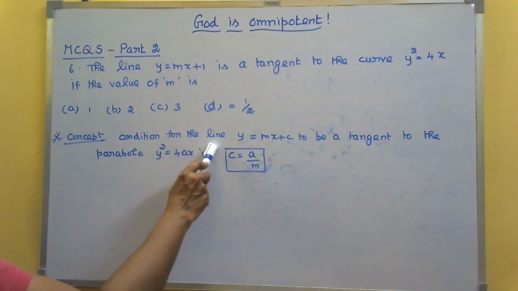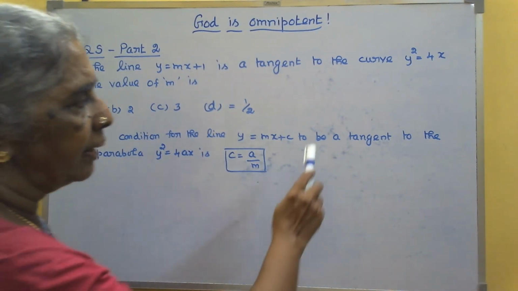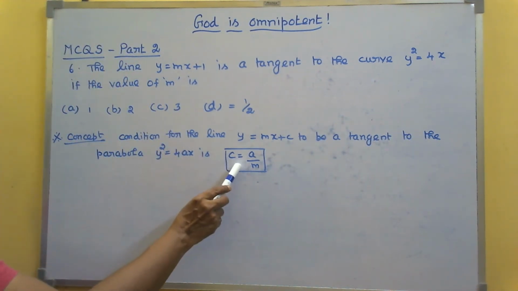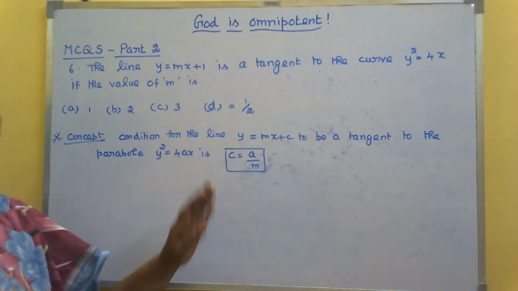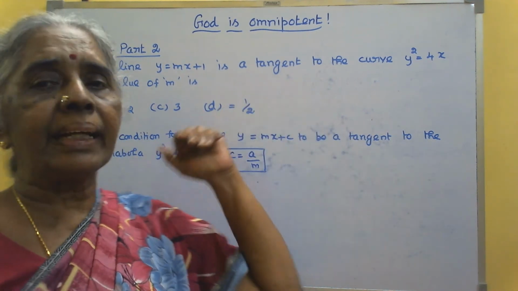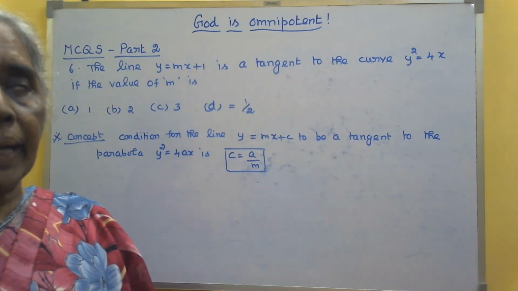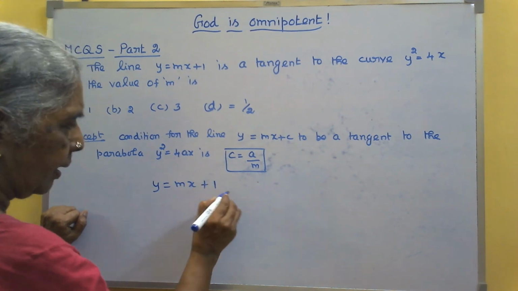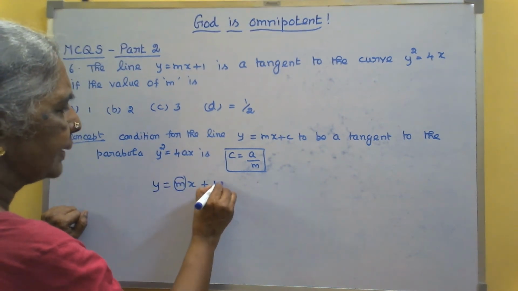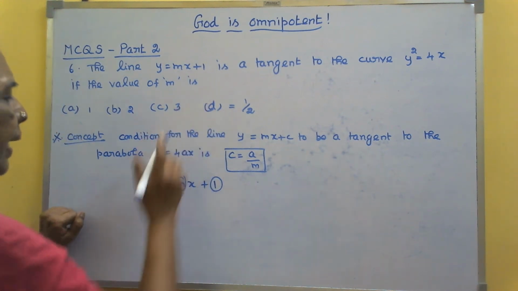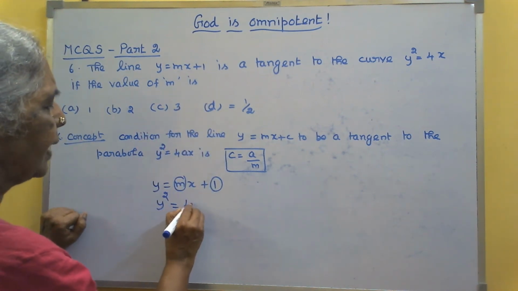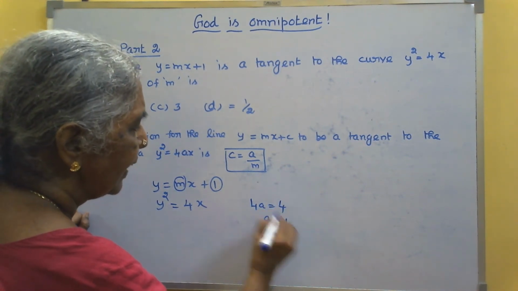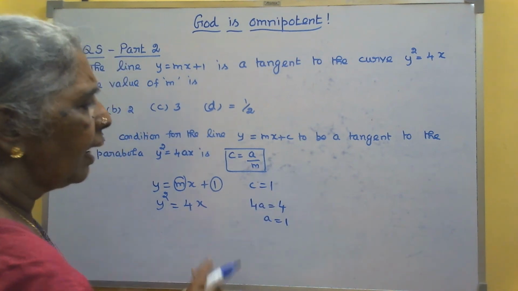The condition for the line y is equal to mx plus c to be a tangent to the parabola y squared is equal to 4ax is c is equal to a by m. If we use this condition, we will immediately get the answer for this question. First, let me explain this. The line is y is equal to mx plus 1. So here m is m and c is 1. Okay, remember that. Then the parabola equation is y squared is equal to 4x. So in the place of 4a you have 4. So your a is 1. Here your c is 1 and m is m.